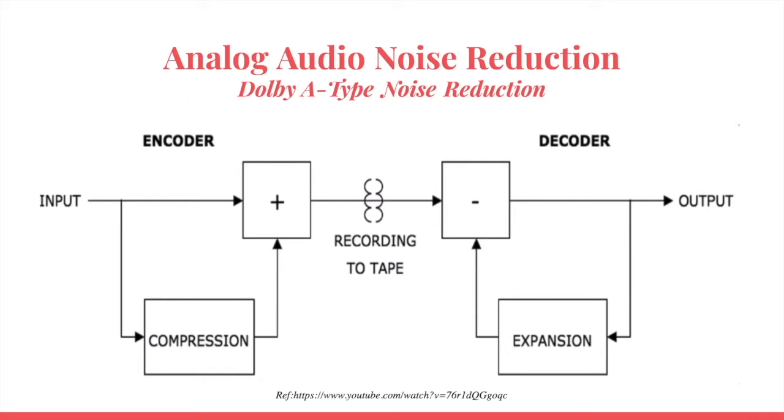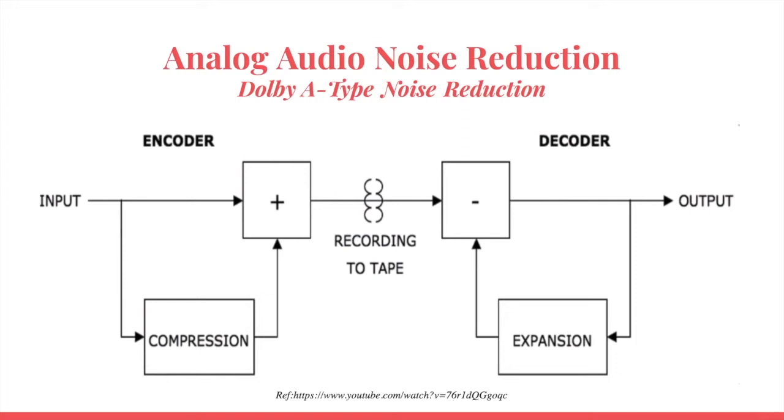Dolby A-type noise reduction was the first noise reduction system developed by Dolby Laboratories, presented in 1965. The original unit was designed to be a noise reduction system for use in professional tape recording studios, where it became commonplace, gaining widespread acceptance at the same time that multi-track recording became standard.